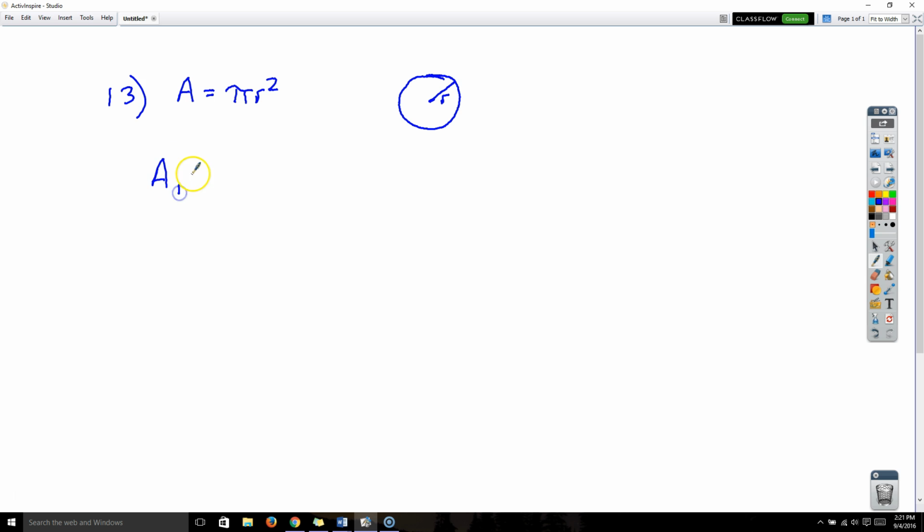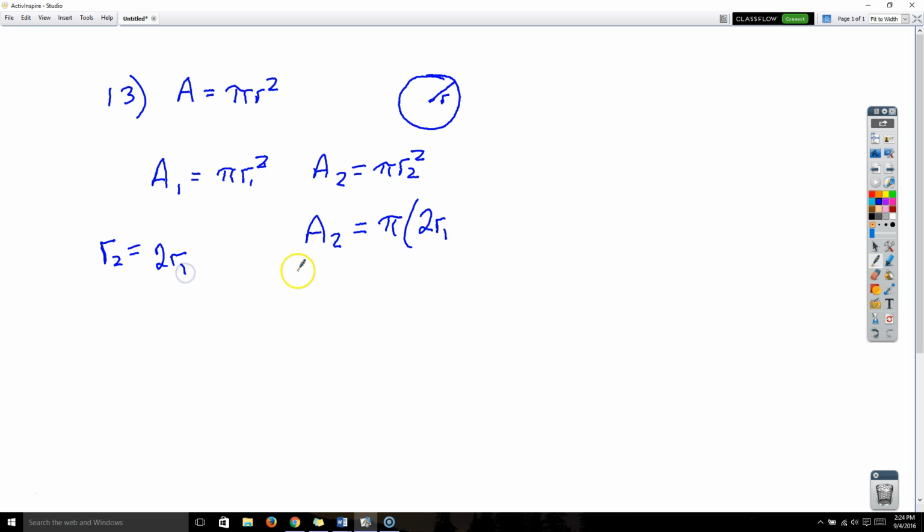We know that the first area is equal to pi times the first radius squared, and we know that the new area would be equal to pi times the second radius squared. We're going to rewrite A2 now in terms of what we had for A1, knowing that our factor of A2 is 2 times that of A1. So here we're going to say A2 is equal to pi, and then now we've doubled the radius, so we're going to do 2 times the original radius, and that's what R2 is. So basically here we could say R2 is equal to 2 times R1.